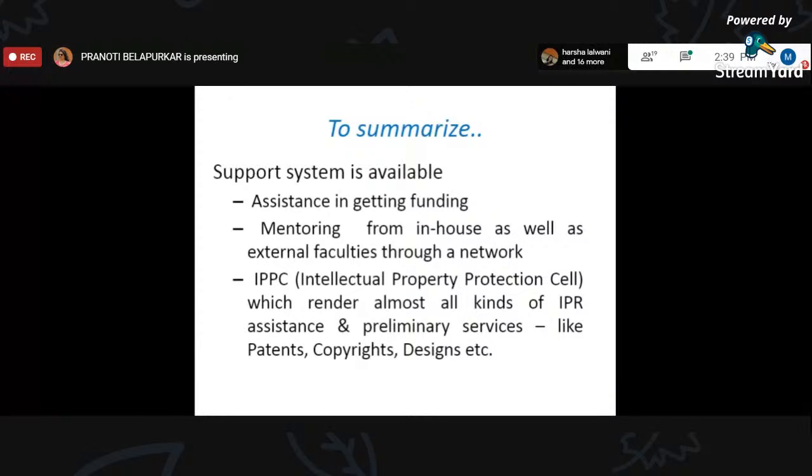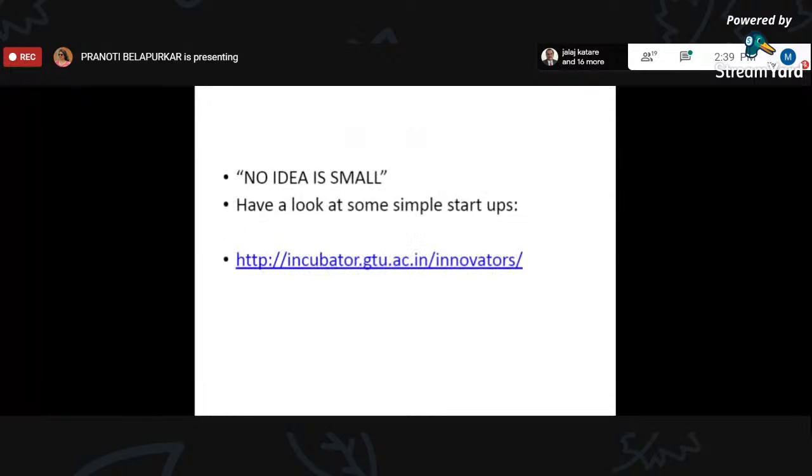And finally, as I'm coming to the end of this session, I would like you to go ahead and look at some simple startups. As I said, no idea is small. Anything that comes to your mind can be turned into a good innovative idea and into a financially feasible and viable startup. Just go through these few student startups at Gujarat Technical University.